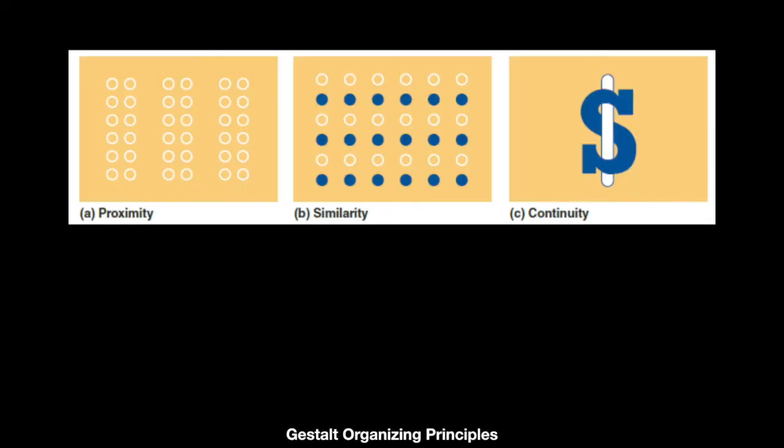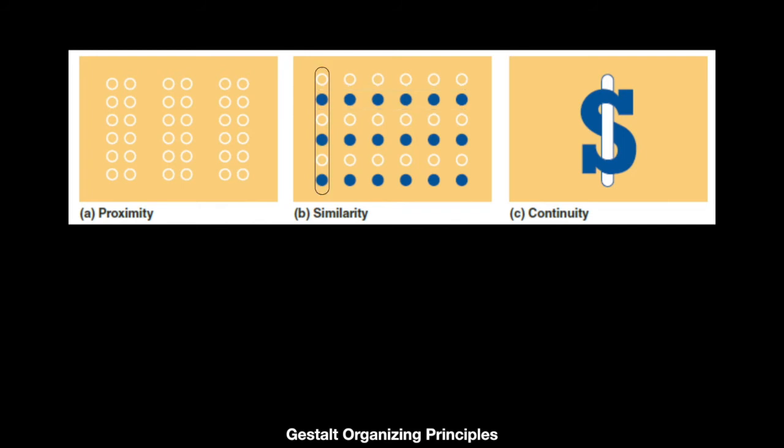First one is proximity. We tend to see objects that are close to each other as forming a group. So we tend to see these dots are in one group, not like this or not like this. Next, we tend to group objects on the basis of their similarity. So we tend to group these dots together, and we tend to group these dots together, but probably not like this.